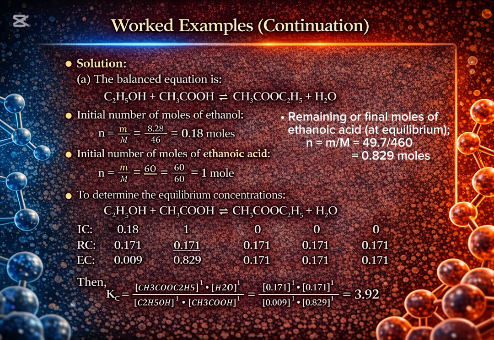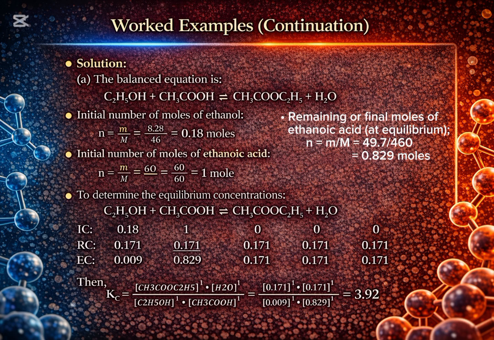Then the third mass given in the question is the remaining amount of ethanoic acid. So we also convert it to number of moles. That's 49.74 divided by 60 to give us 0.829 moles. Now we bring down the equation again in order to determine the equilibrium concentrations of the two reactants and the two products.